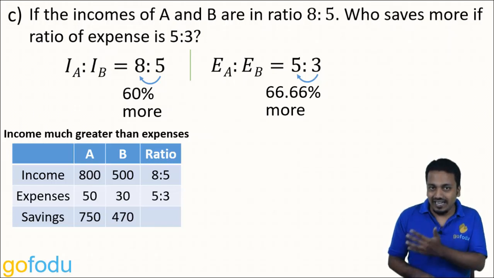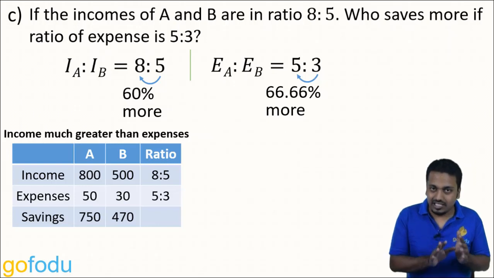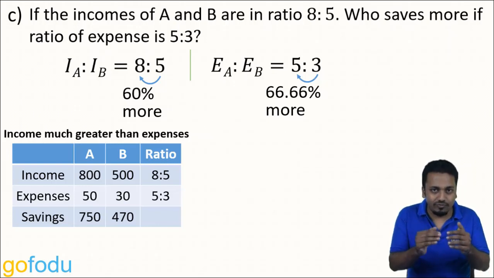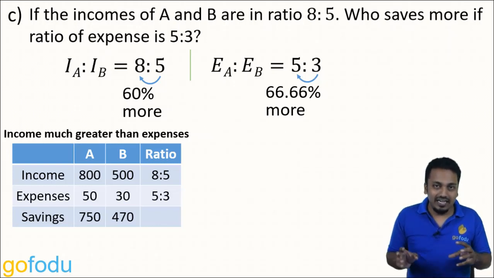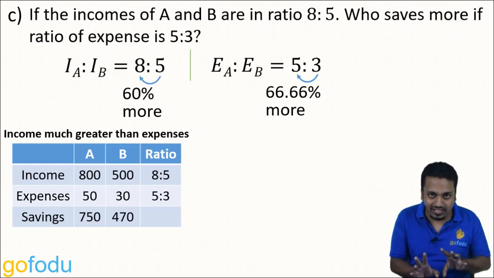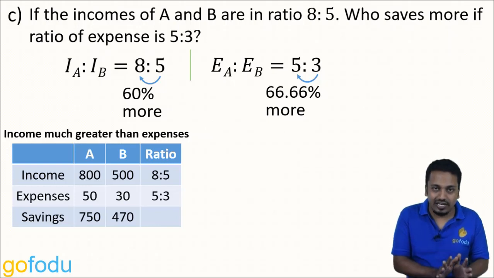A earns 800 rupees and B earns 500. Their expenses are 50 and 30. Okay, expenses are very small. 50 and 30 are very small as compared to 800 and 500, and 50 and 30 are very close to each other. Their expenses are close to each other. We have maintained the ratios given in the question while assuming these values.